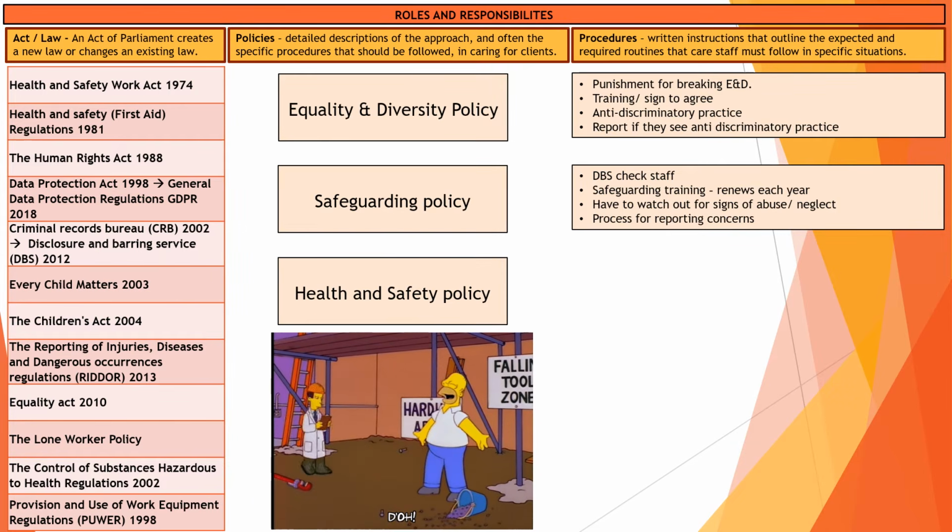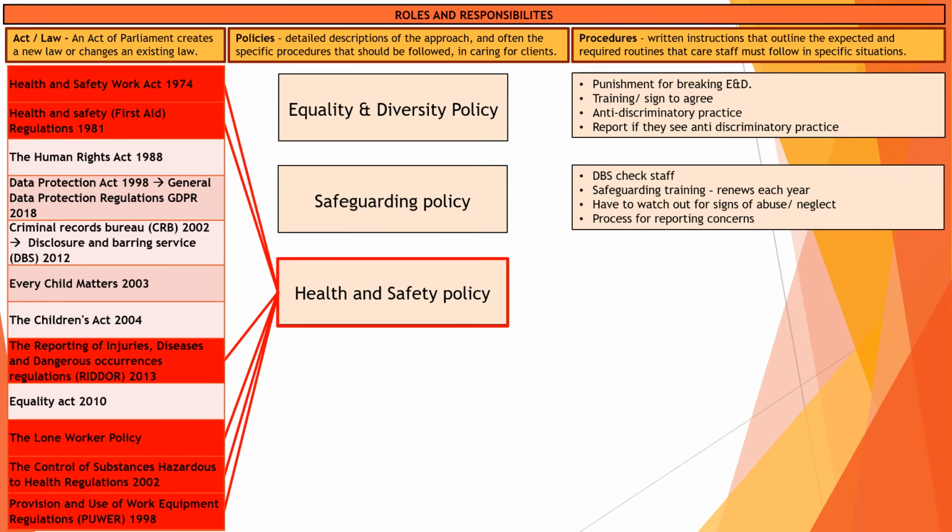The next one we have are health and safety policies. Health and safety policies relate to a lot of different policies on this list. So the health and safety ones, obviously, RIDDOR, lone worker policies, COSHH, and PUWER. So again, all of these relate to the idea about making sure people are safe within the sector.